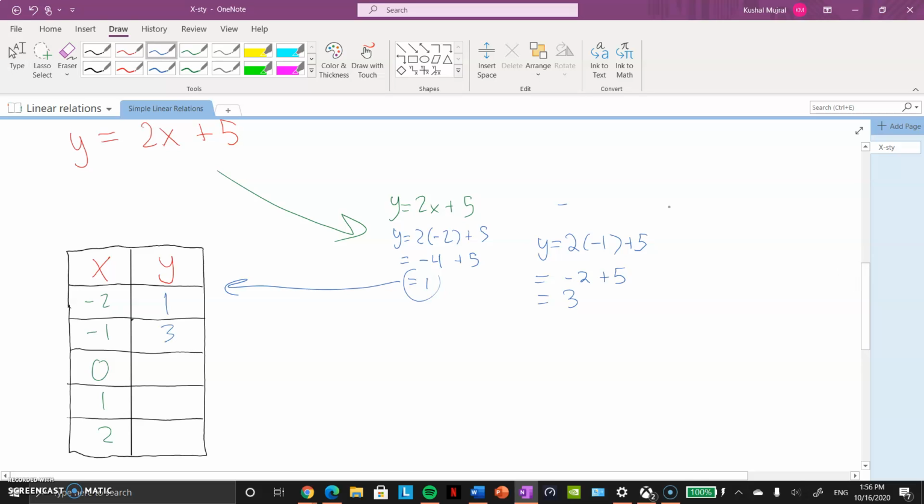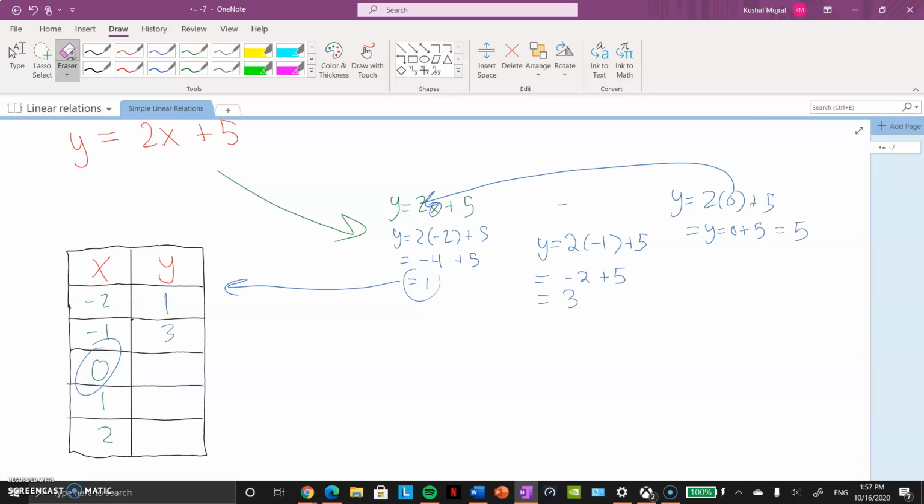Let's check out this number over here. So y equals 2 times 0 plus 5, because we're plugging in 0 for x, right? So this is y equals 0 plus 5, which is just 5, and there's no need for this equal sign over here, sorry. Let's take a look at 1. So y equals 2 times 1 plus 5, which is 7. So we're going to write 7 over here. I forgot to write 5 over here. This is 5.